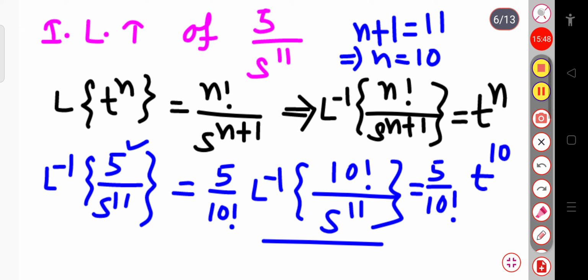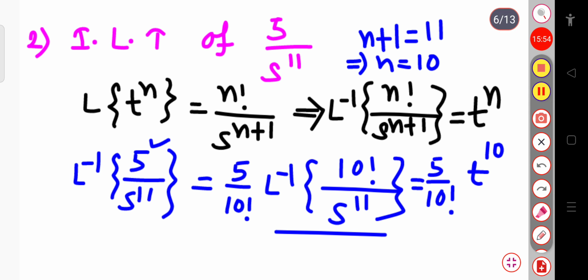So in this way you can calculate the inverse Laplace transform of the function 5 divided by s power 11, and that is 5 by 10 factorial into t power 10. When you find some constant term like this, simply you have to divide by this term here. Okay, let me take one more example.